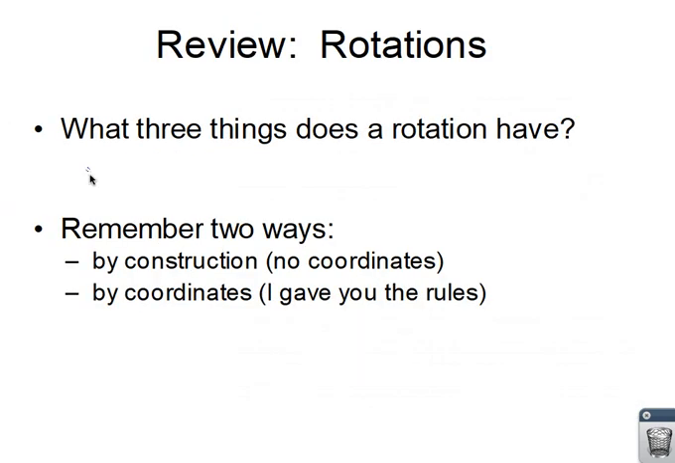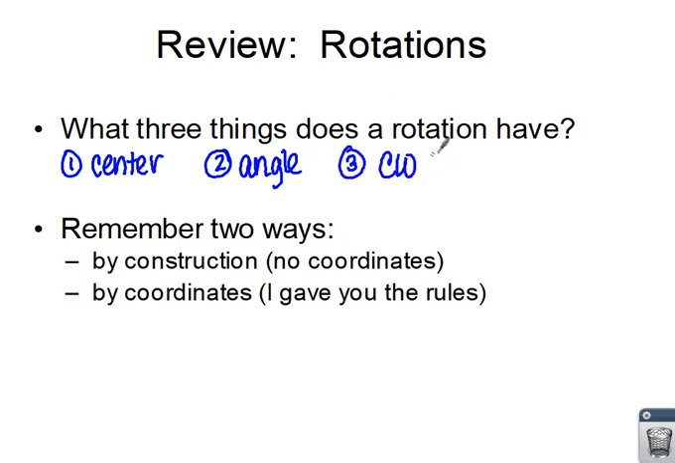Alright, next thing. Three things that a rotation has to have. One, it has to have a center of rotation. Normally for us that's the origin, but it could be anything. Two, it has to have an angle. I have to know how far to rotate it. And the third thing, we have to have a direction. We need to know clockwise or counterclockwise. We go counterclockwise unless specified otherwise.